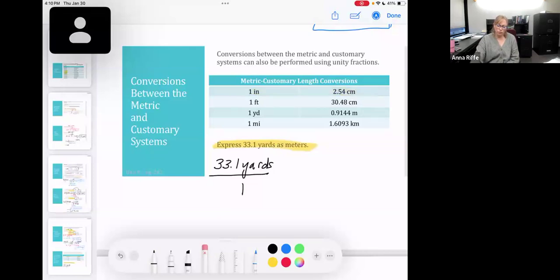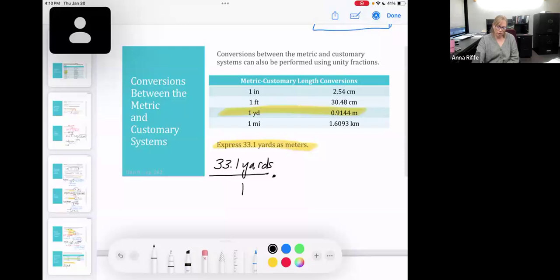I want to find a relationship on our conversion chart between yards and meters. Looks like we have one right here. That is my conversion factor. You have up till now just been given the conversion factors, but you'll need to be able to start finding them on the conversion chart. So that is my conversion factor.